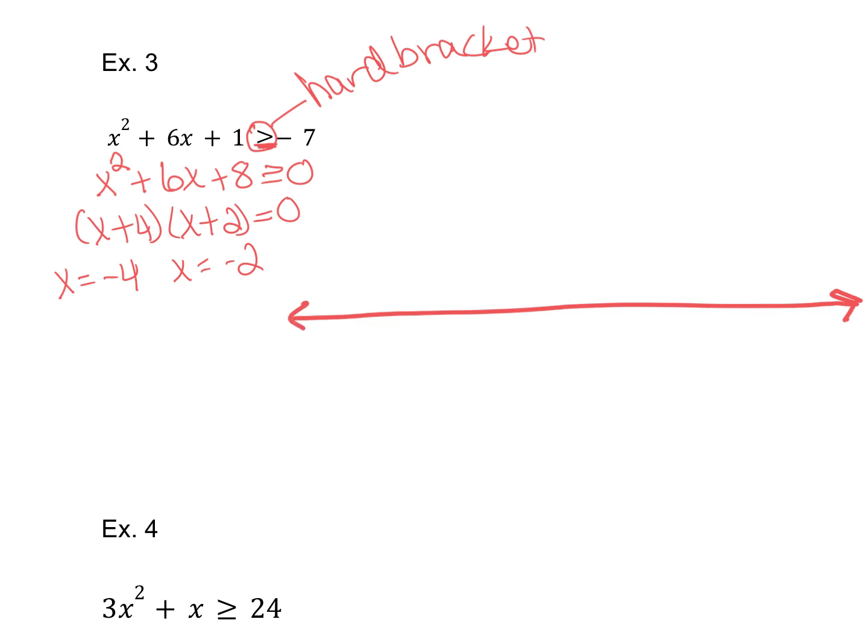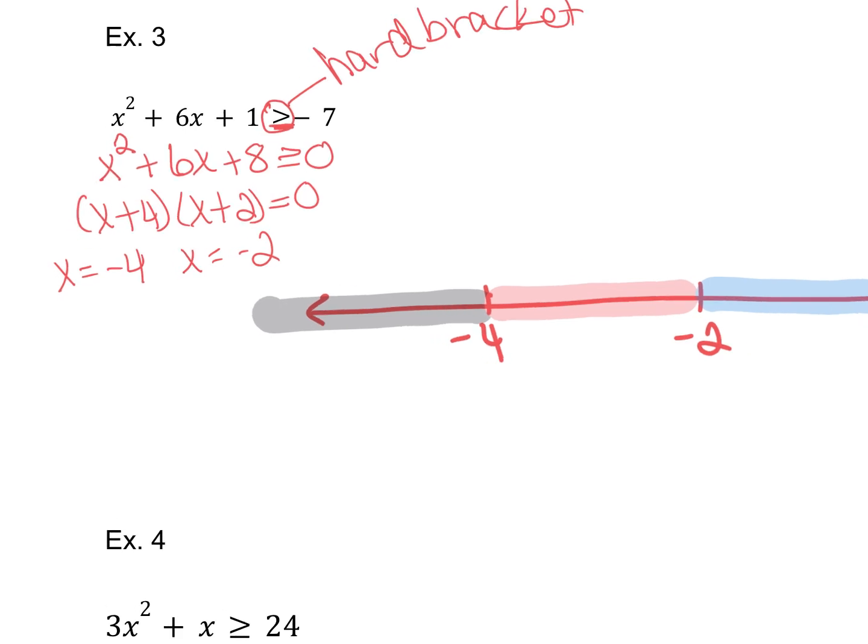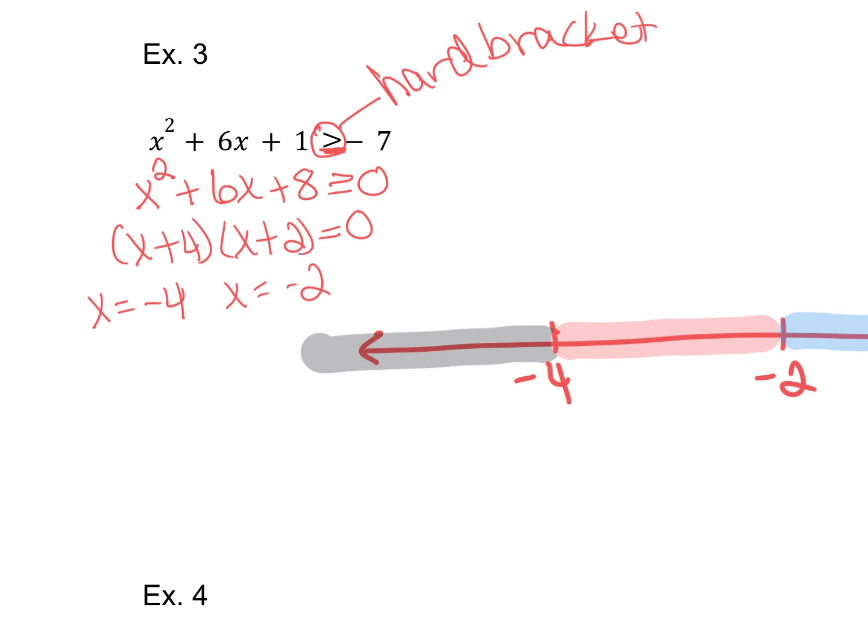-4 and -2, all right? Here's -4 and here is -2. Again, we've got these 3 sections that we're going to test. 1, 2, 3.